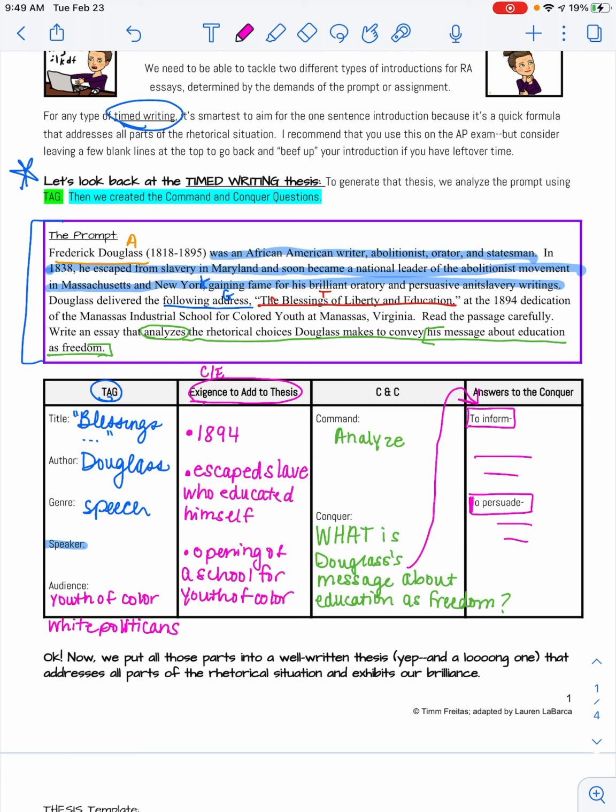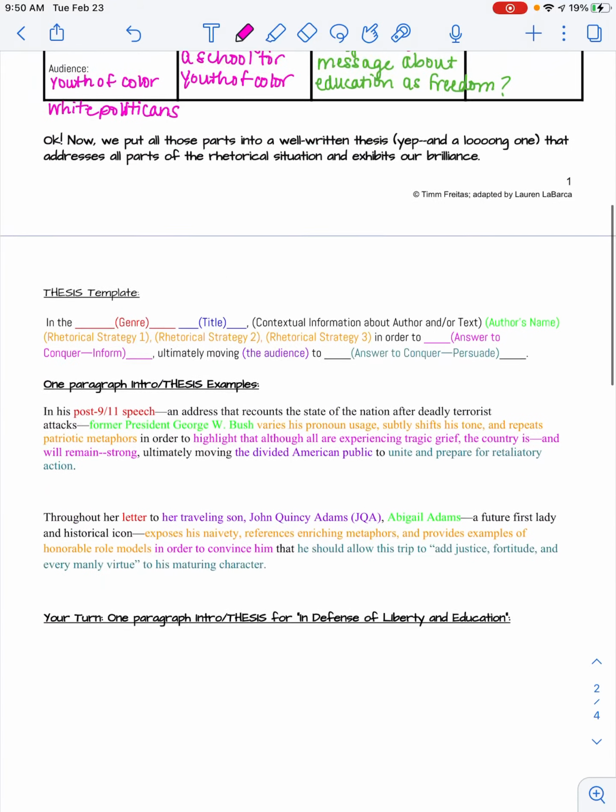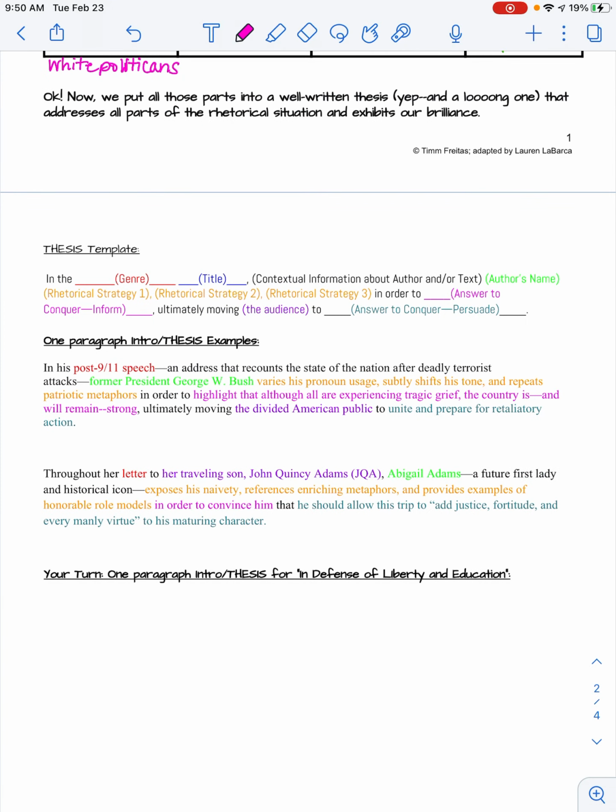So what we're going to do is we're going to take all these and we are going to, as I say here, put them into one thesis statement that addresses all parts of the rhetorical situation and exhibits our brilliance. So this is the template that we're using. This is a review of what we have done before. In the genre title, context, author's name, rhetorical strategies, and then the famous in order to, I love that phrase, your answer to your conquer question and form, ultimately moving who in the audience to do what.